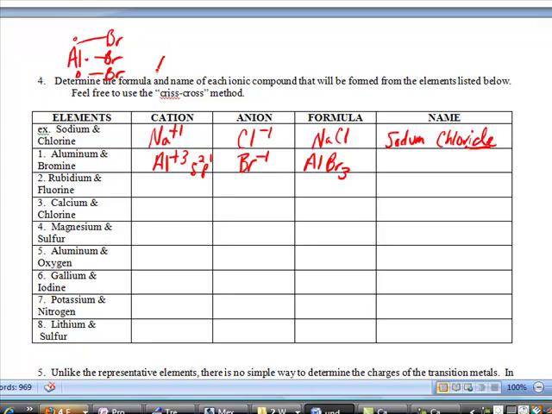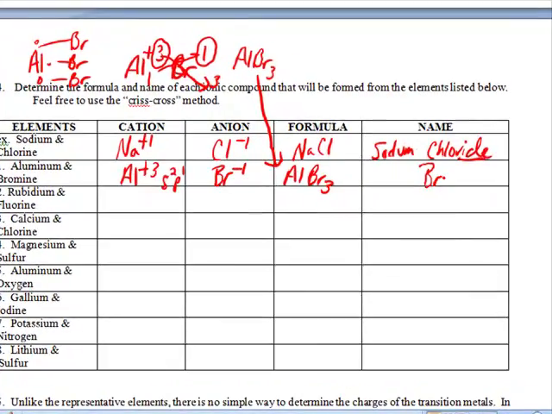Now here's the crisscross method. You take the charge, without the symbol, so just the 3, and you put it down here. And you take the 1 without the symbol, and you put it down here. And you rewrite it: AlBr3, which is what you get when we did it through the thinking process. Just reasoning it out. Aluminum giving rid of electrons, bromine taking electrons, and then figuring out what ratio. So there's aluminum bromide. And then again, it's aluminum bromide.